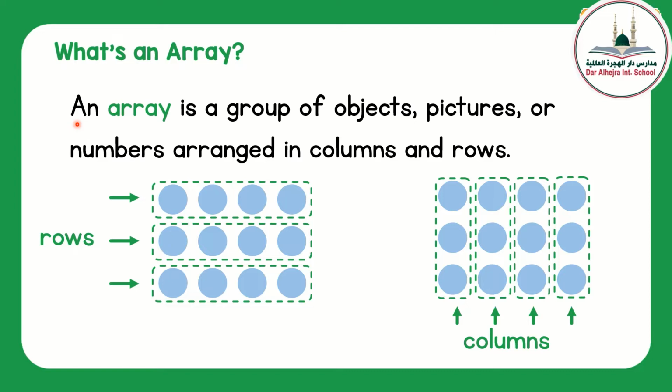An array is a group of objects, pictures, or numbers arranged in columns and rows. And what are columns and rows? I can see these are the rows that go from left to right or from right to left, and these are the columns.